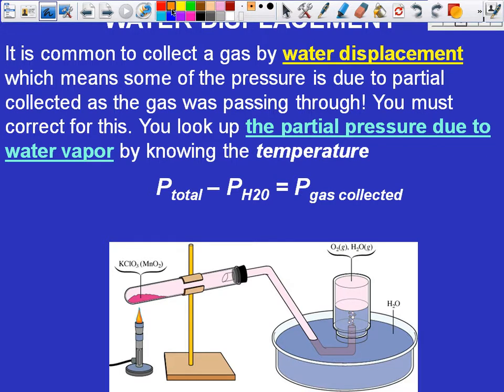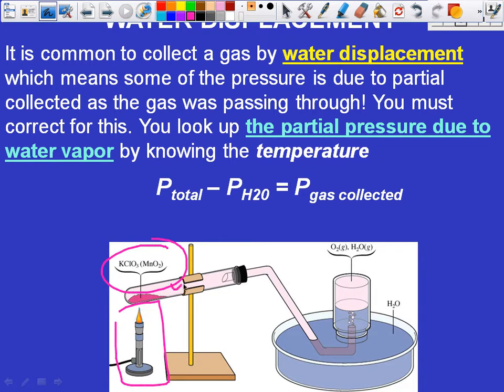Which means some of the pressures are due to partial pressures collected as the gas was passing through. You must correct for this, and this is what I want to show you. Imagine taking this solid right here, which is a potassium chlorate, permanganate, or magnesium oxide type of solid. And what we're doing is heating this thing. This solid is going to give off some gas.